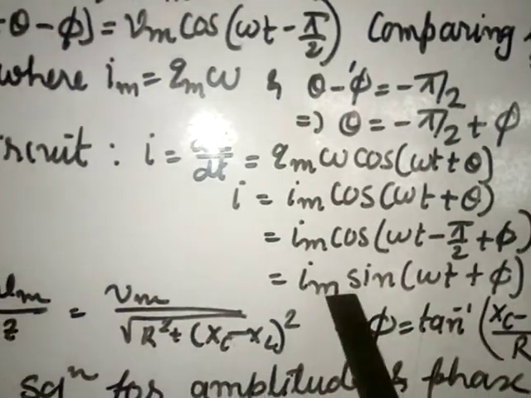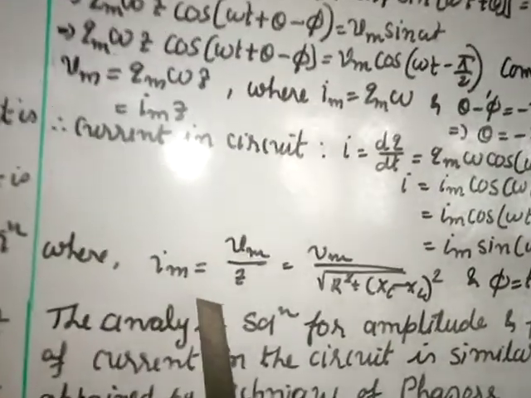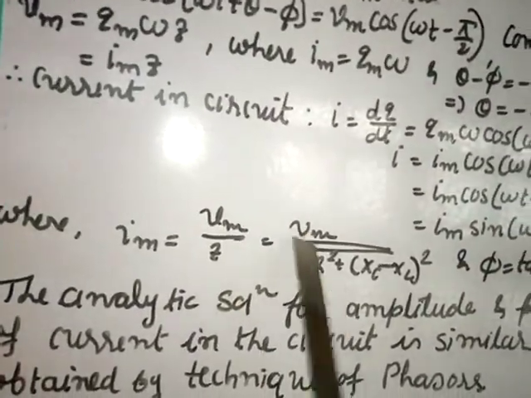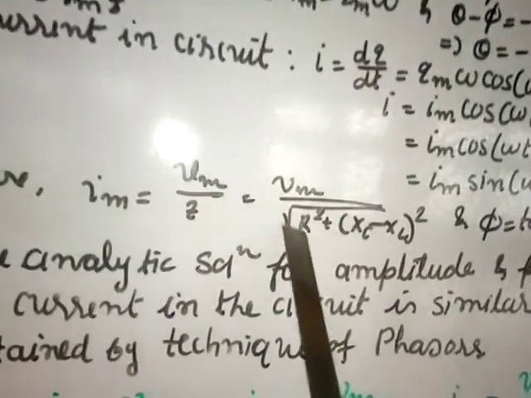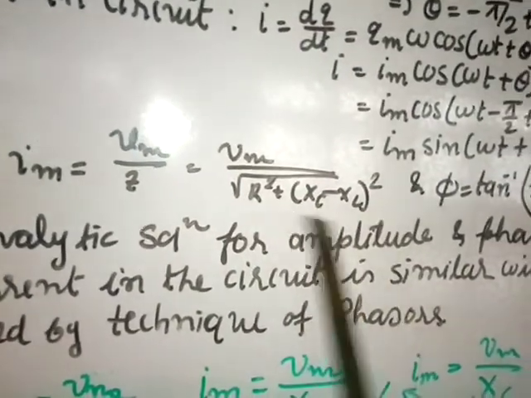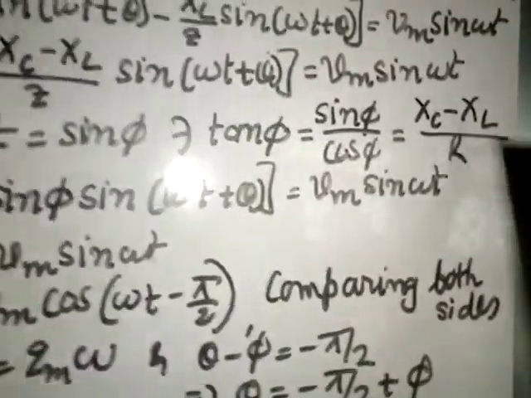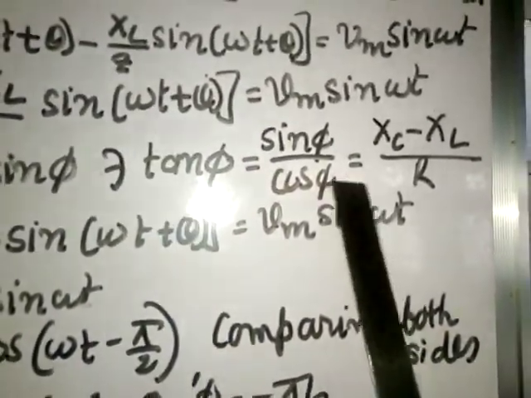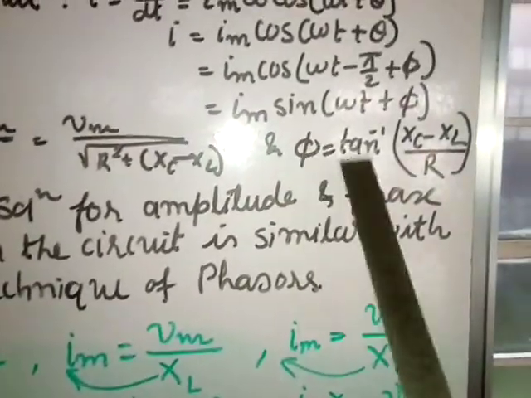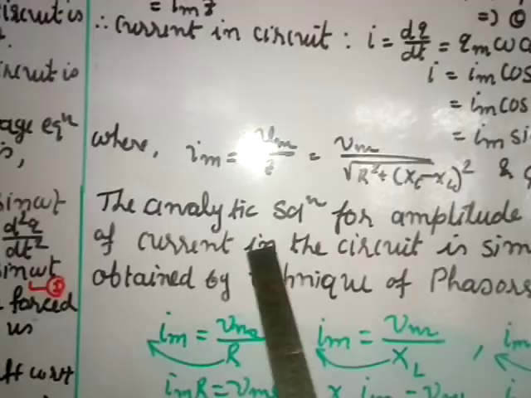That is the value of the current, where Im is equal to Vm by Z, equal to Vm divided by the square root of r square plus (Xc minus XL) whole square, and phi is tan inverse of (Xc minus XL) by r. If I transfer tan here, it becomes tan inverse. So phi is equal to tan inverse (Xc minus XL) by r. This is the analytic solution. We have found the current value and the phase difference.